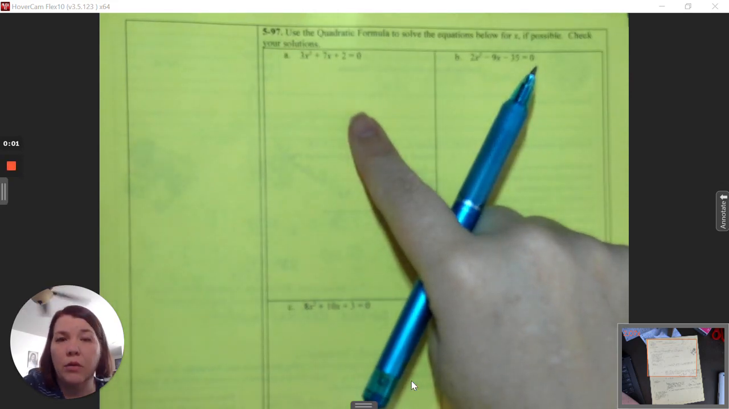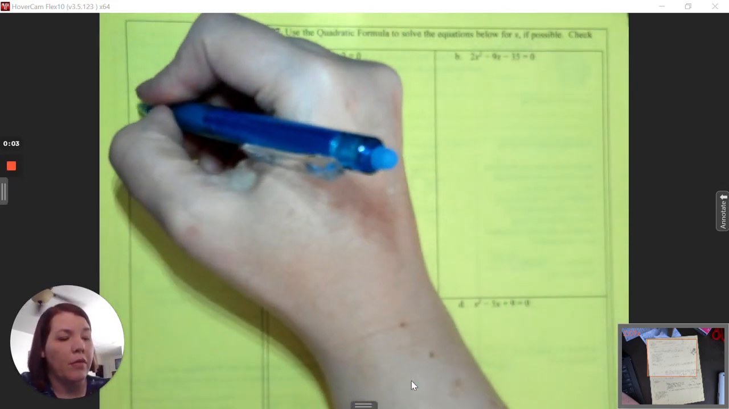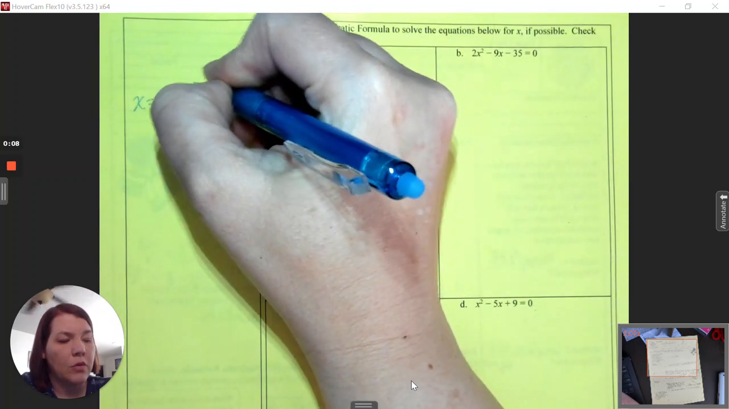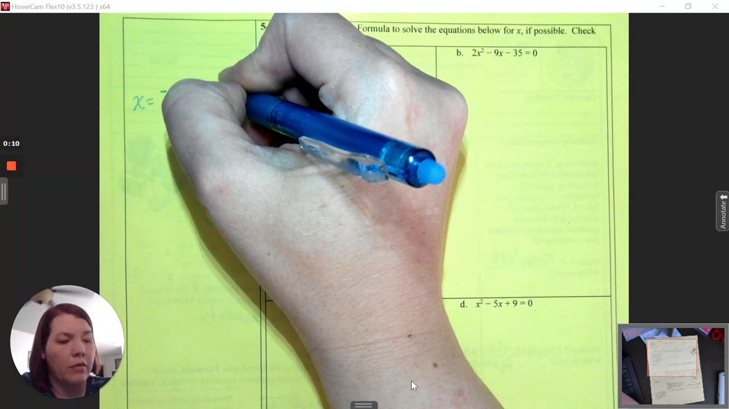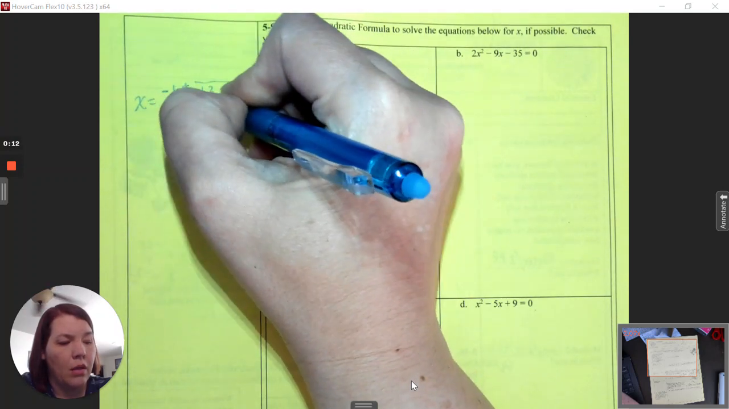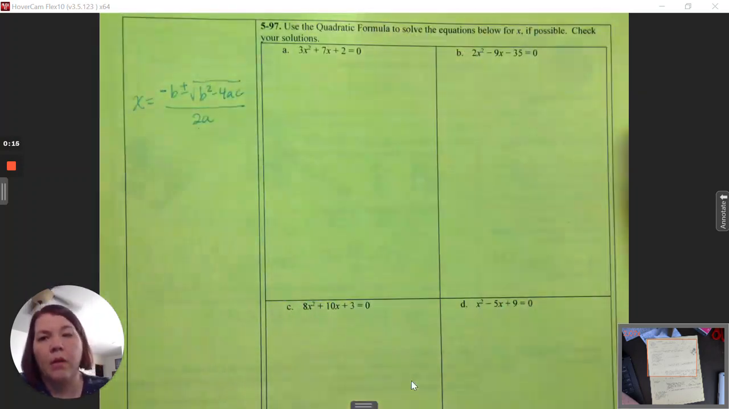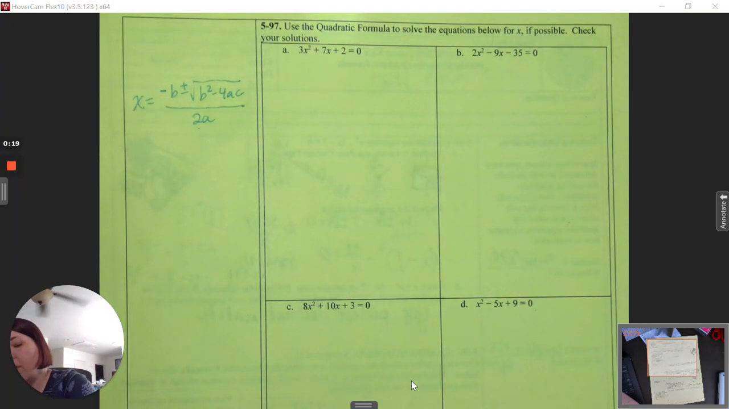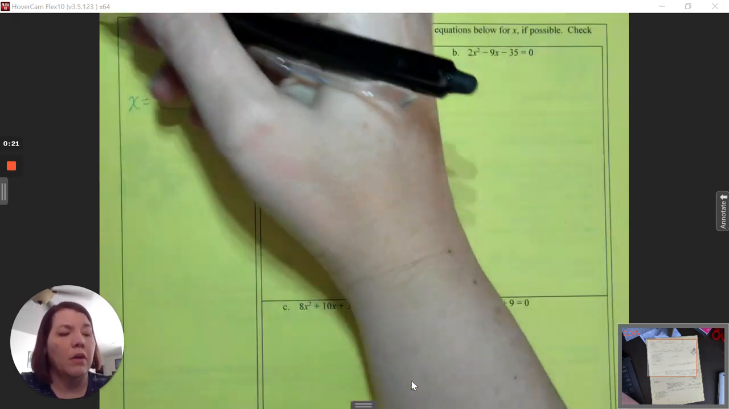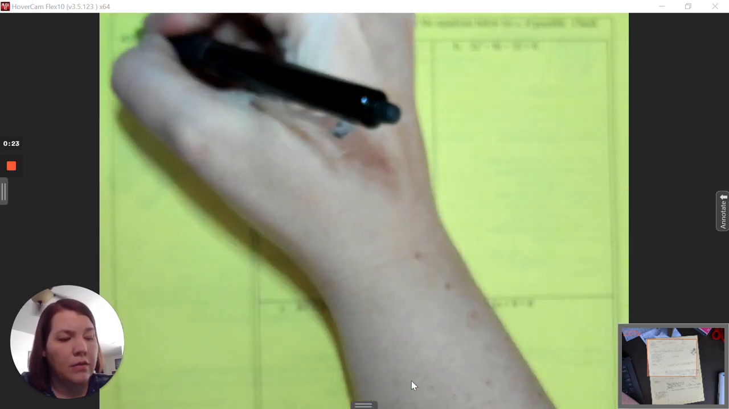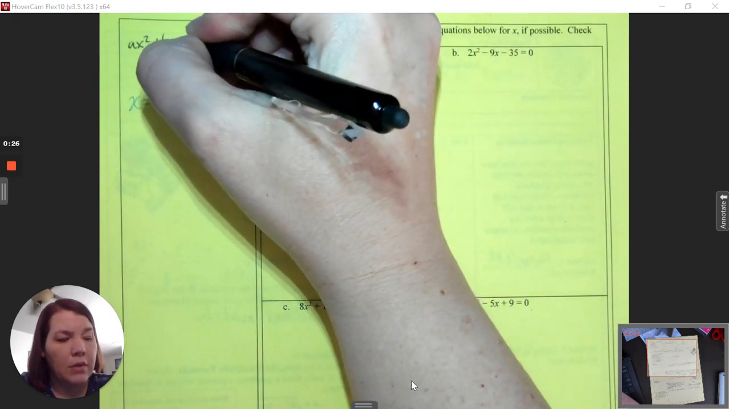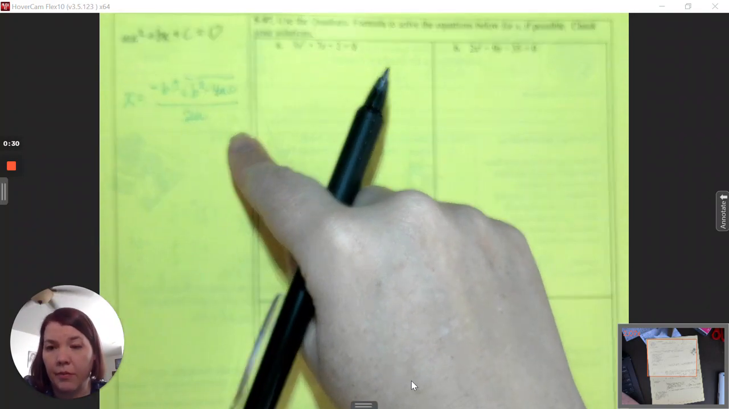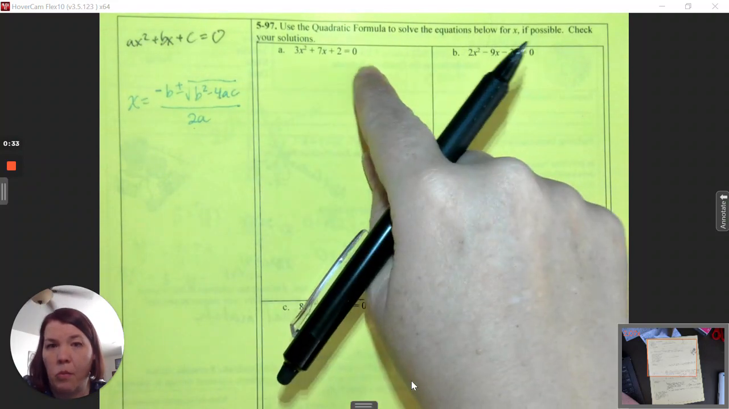So we're going to go ahead and continue to use our quadratic formula here. The quadratic formula is x equals negative b plus or minus the square root of b squared minus 4ac all over 2a. And this is assuming that we have a formula in the following format. We're given an equation, ax squared plus bx plus c equals 0. It has to be equal to 0 or this does not work. Okay, so let's see what we can do.